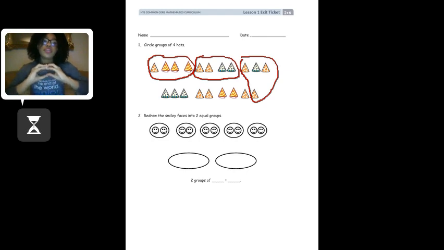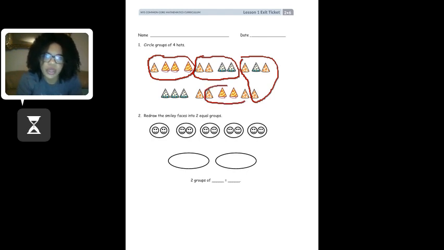circles, right? So we have 3 groups that have 4 hats in it, but we're not done because I still have some birthday hats left over. So I'm going to count 4 more of those. 1, 2, 3, 4. So we're going to circle 1, 2, 3, 4 birthday hats. And now I have 1, 2, 3, 4 red circles that have 4 birthday hats in each circle.